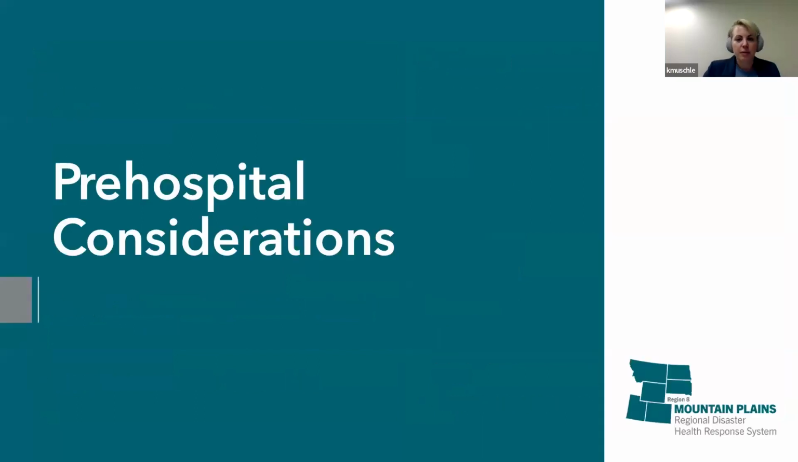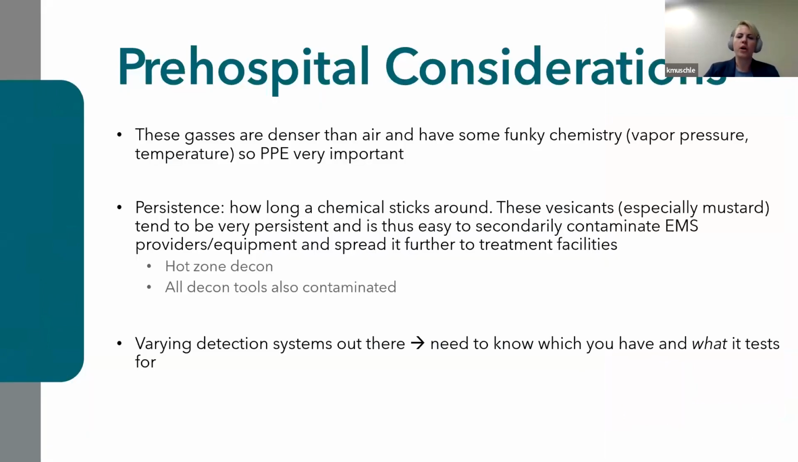And so I'm lumping them all together now for some pre-hospital considerations with all of these agents. So vesicants and the riot control agents together. One of the most important things when it comes to gases in an environment is that almost all of the gases we talk about from a chemical warfare standpoint are denser than air, and they all have some funky chemistry to them where they are sensitive to different amounts of temperature and vapor pressure and moisture in the air. And so the shortest answer is that PPE is very important for any first responder in a potential chemical warfare environment.